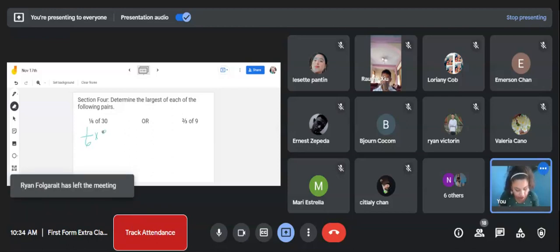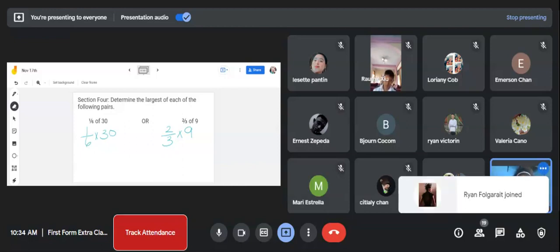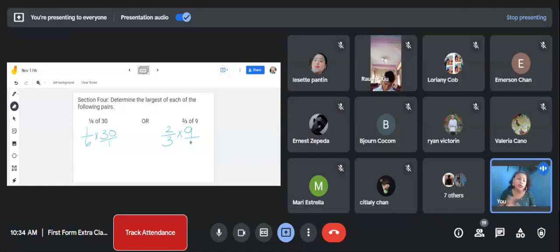1 over 6 times 30, and you have 2 over 3 times 9. This question wants to know which one is bigger, right? So you have to solve both of them. And when you get your answers, you're going to circle the one that is bigger out of both of them. So I'm going to put 30 over 1 and 9 over 1. And I have to solve each one first. I'm going to solve the 1 over 6 times 30, and then I'm going to solve the 2 over 3 times 9.